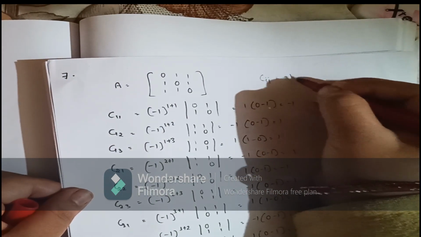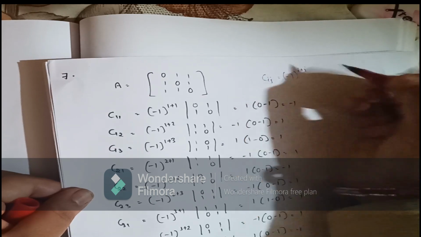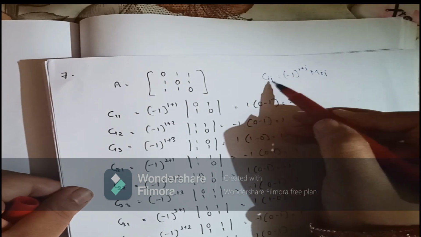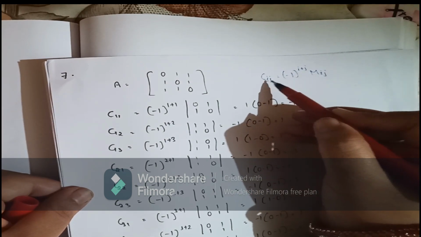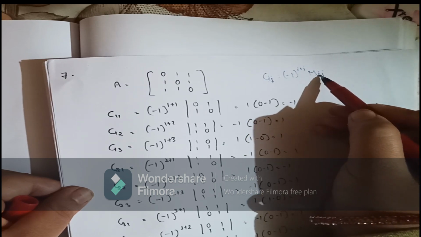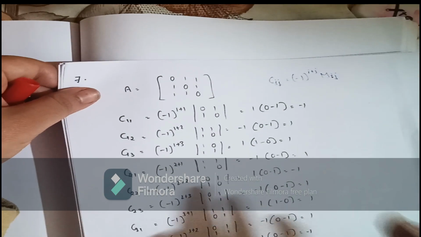Cij is equal to (-1) to the power i plus j times Mij. Right, and what are i and j? i is the row number and j is the column number, and Mij is the minor for that row and column. Now I am just showing you the first three, then you can do it on your own.